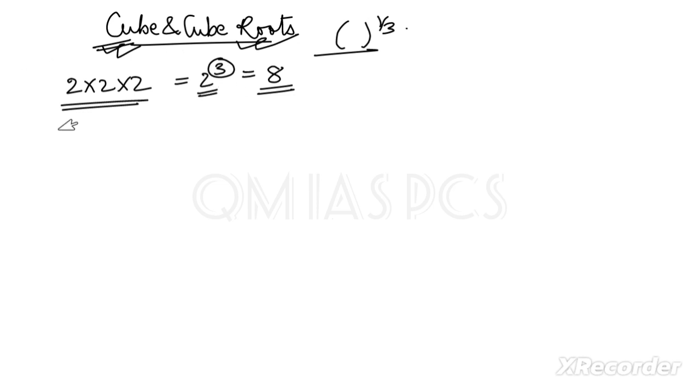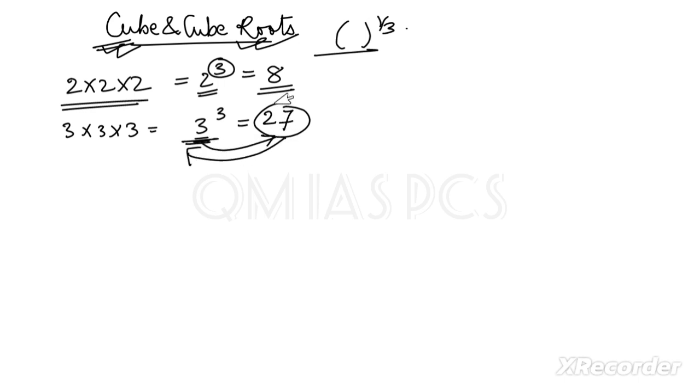2. Similarly, you can write 3 multiplied by 3 multiplied by 3, that will be 3 power 3, and that will be 27. So 27 is the cube of 3. Look at the language: we are saying 27 is the cube of 3, and if it is asked what is the cube root of 27, that will be 3. Or if we say what is the cube of 3, the cube of 3 is 27, and the cube root of 27 is 3. That is right.